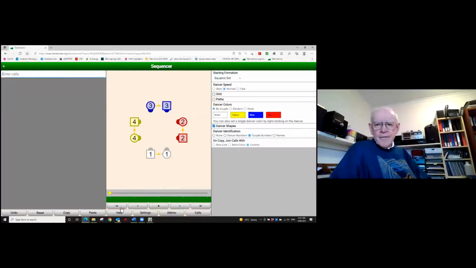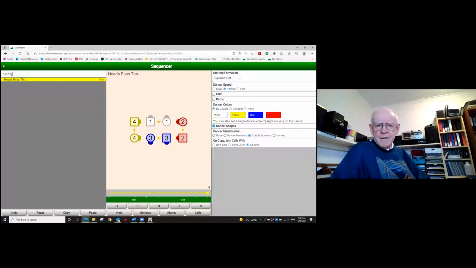Can we just clarify the idea of going back to your star through and zoom from a static square? If you have the heads pass through and then call run and roll, that's effectively the same thing, isn't it?